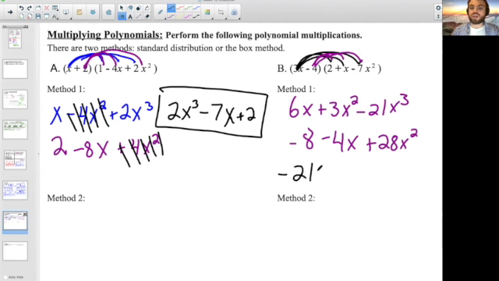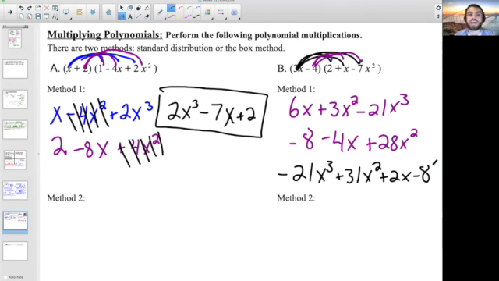All right, pulling these together, we'll put it in standard form. Our biggest power of x first, negative 21x cubed. These combine for 31x squared. These combine for positive 2x. And these combine for negative 8. So this is just the method of taking everything in that first polynomial and distributing each of the terms one at a time to the second polynomial.